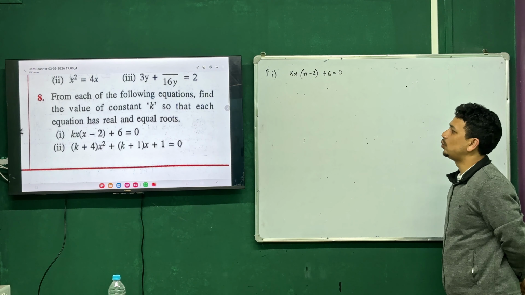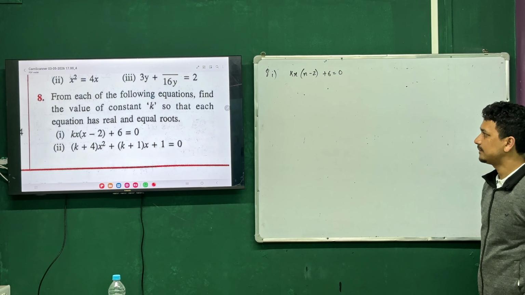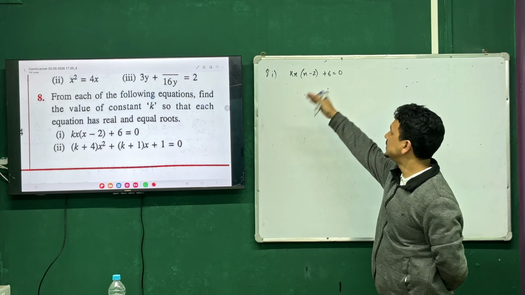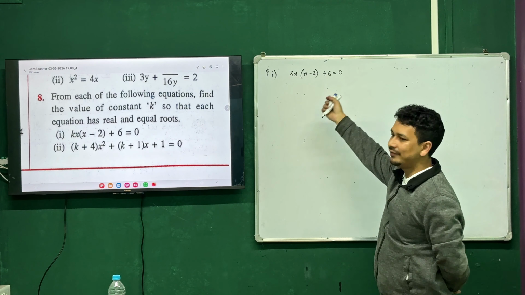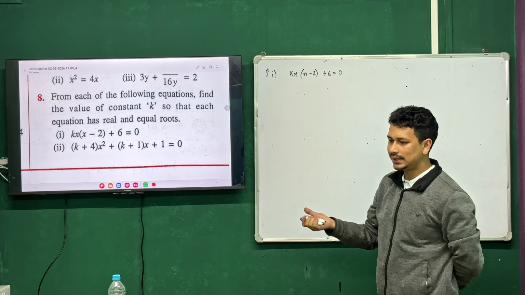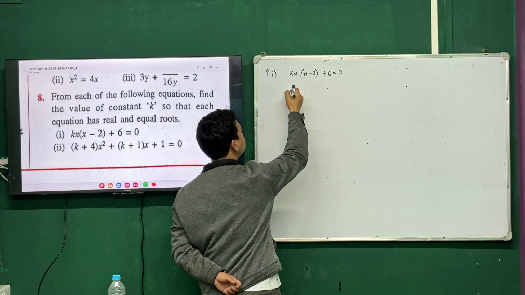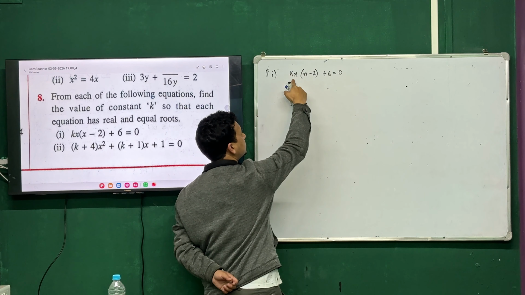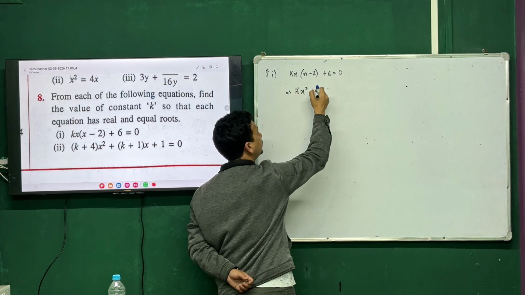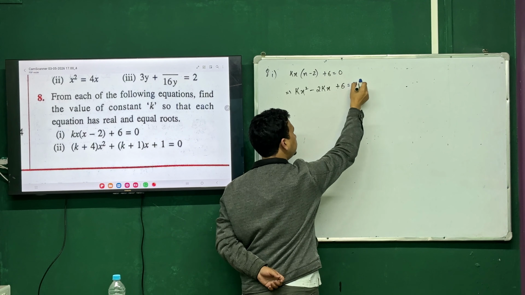So let's see question number 8.1. If you look at 8.1, do you see the problem right away? If we try to do it like the other question, straight from the question, then we don't have x square. Yes or no? So if you don't have x square, then what will be a? That's a confusion. So we cannot start it right away. What we must do first is we must open the bracket. So kx into x will become kx squared. Kx into minus 2 will become minus 2kx plus 6 is equal to 0.